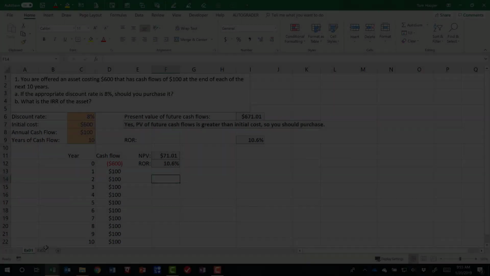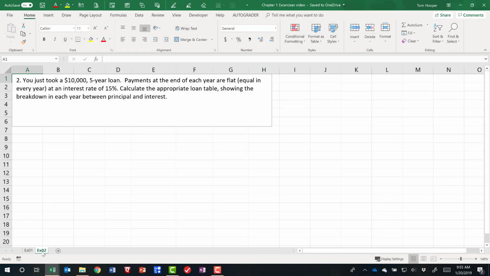Moving on to problem 2. In exercise 2, we're looking at a 5-year loan with annual payments. We don't know what those payments are. We'll have to calculate them. We know the loan amount, so let me set this problem up.